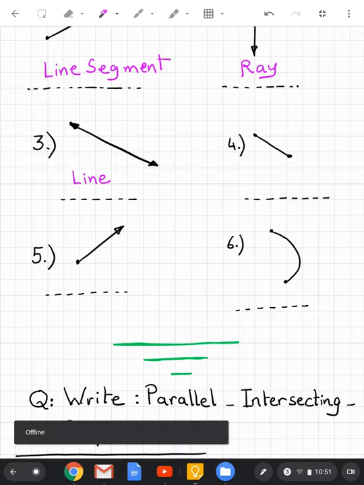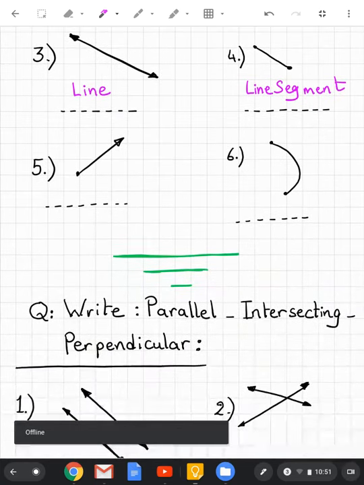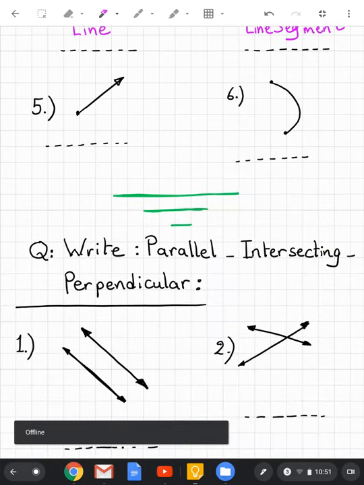Here, number 4, it has a start point, has end point, and it's straight. We call it, yes, line segment. Number 5, it has a start point, has no end point, and it's straight. So this is, yes, ray.